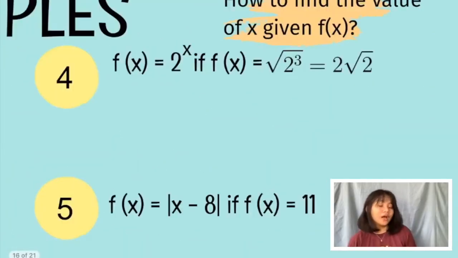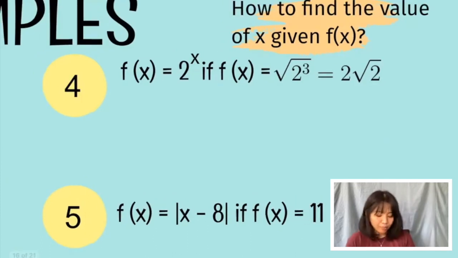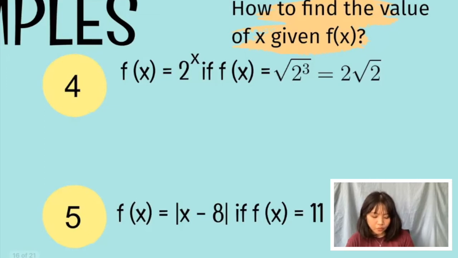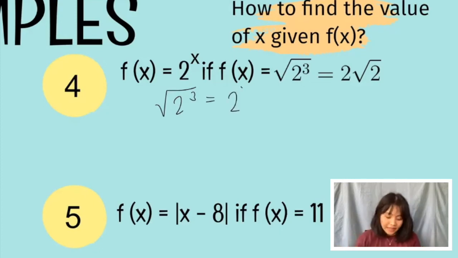For the fourth one, we're going to find x, right? So given that our f of x is 2 square root of 2, or the square root of 2 cubed. So we'll substitute that. Let's put the square root of 2 cubed equals 2 raised to x. As we said earlier, with our radicals, if your x is raised to a over b, that is equal to the b root of x raised to a.